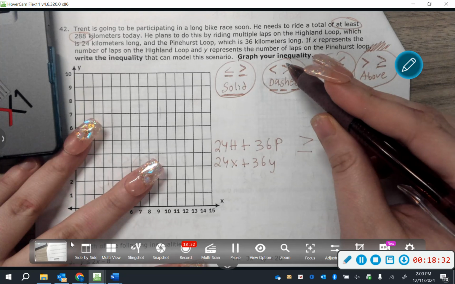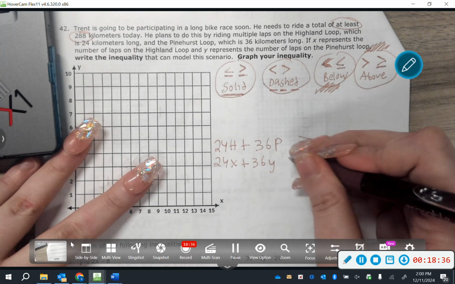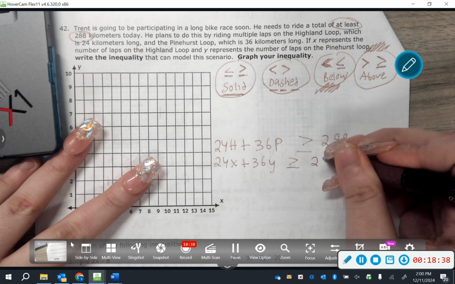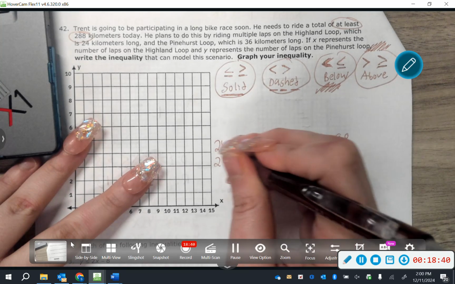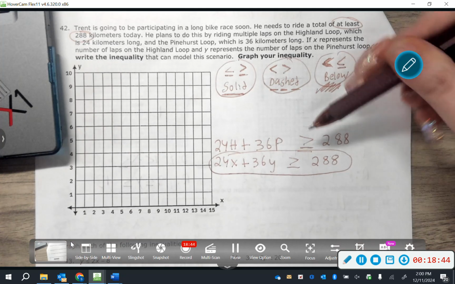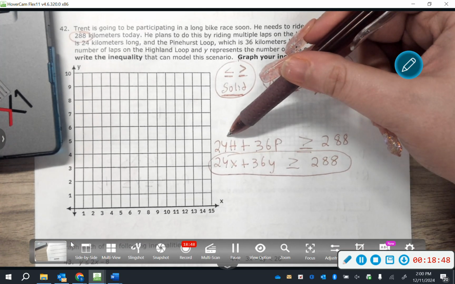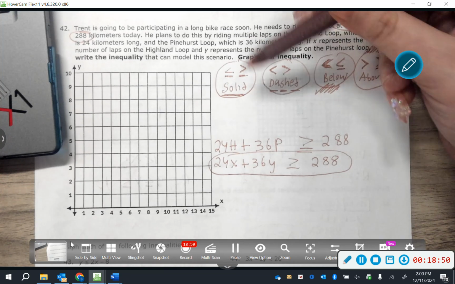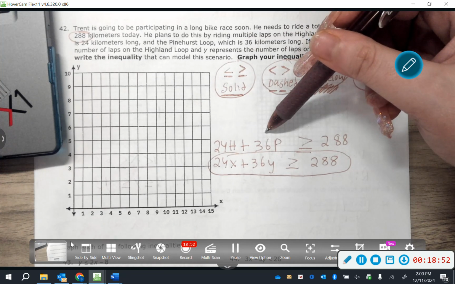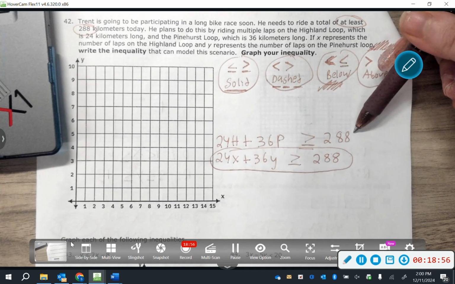Write the inequality that can model this scenario and graph it. Greater than or equal to 288. So first of all, here's the inequality in standard form. At least means greater than or equal to. We know my Highland loop is 24 kilometers long. Plus, I know my Pinehurst loop is 36 kilometers long. Once again, at least means greater than or equal to 288.